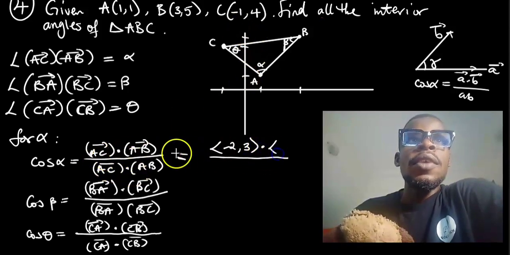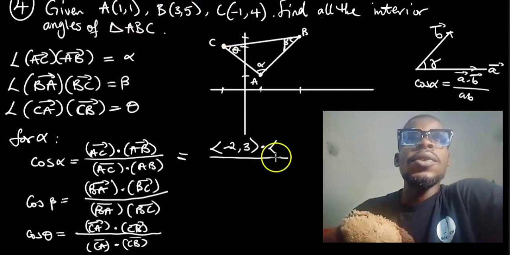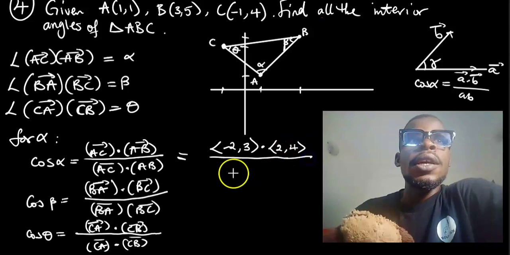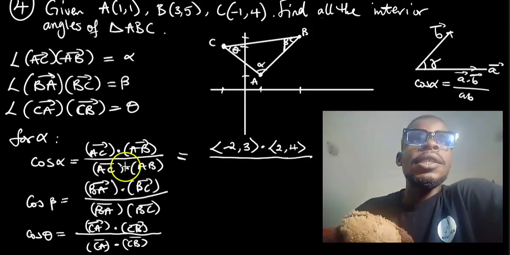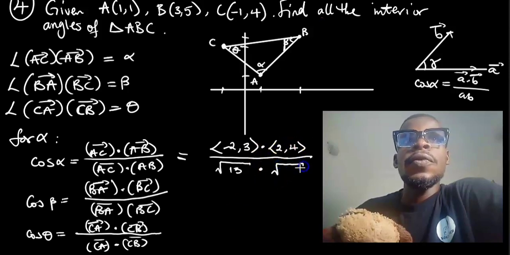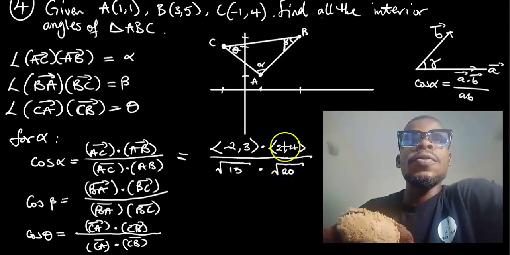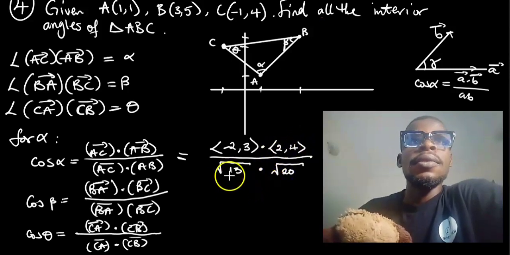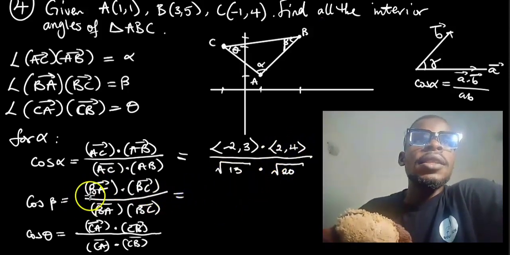Then we dot that with the vector from A to B, which is B minus A. So you say 3 minus 1 is 2, and 5 minus 1 is 4. And then we divide that by the product of their lengths, which will simply be the square root of 2 squared plus 3 squared, that is the square root of 13, times the square root of 2 squared plus 4 squared, that will be the square root of 20. 4 squared is 16, then 2 squared is 4. Okay, that's correct.